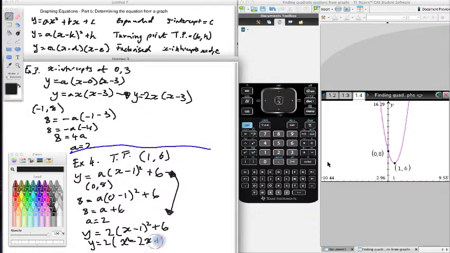plus 1, plus 6. Now we've got to multiply this 2 from everything in the brackets. y equals 2x squared minus 4x plus 2 plus 6. So it'll be this same thing all again. y equals 2x squared minus 4x plus 8. And there we go. We have finished.